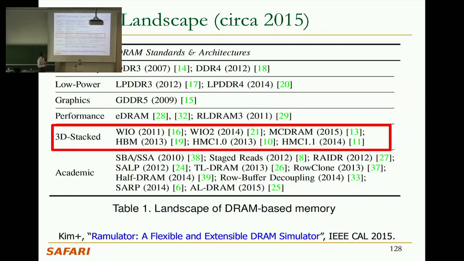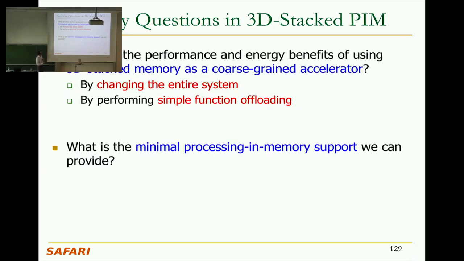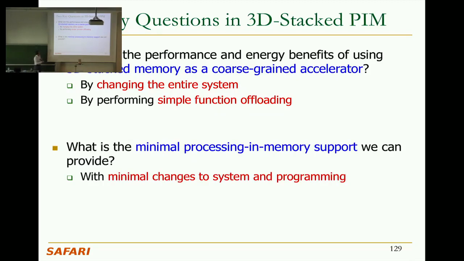When we first started looking into this, we asked two big questions. One is, how can we change the system entirely to take advantage of this? What are the benefits that we get? Basically, if we push the boundaries, how much benefit are we going to get? If we don't do that, if we do simple function offloading, what are the benefits that we get? And also, what is the minimal thing that we do with these types of memories with processing-in-memory support, with minimal change to the system's programming, what are the benefits that we get?